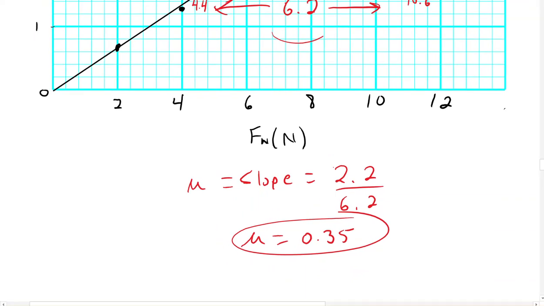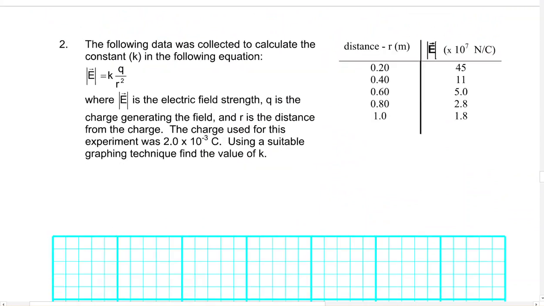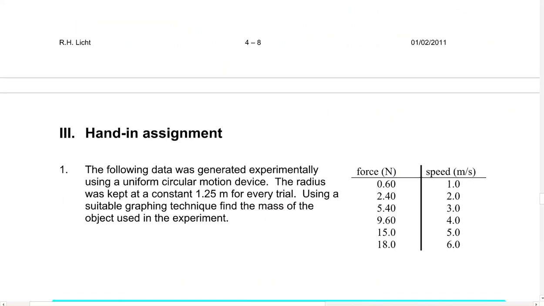All right, I'm going to do one more, just because they're kind of long ones. I'll let you guys do that one. Nope, there is only one more, sorry. All right, I'll do this one with you.